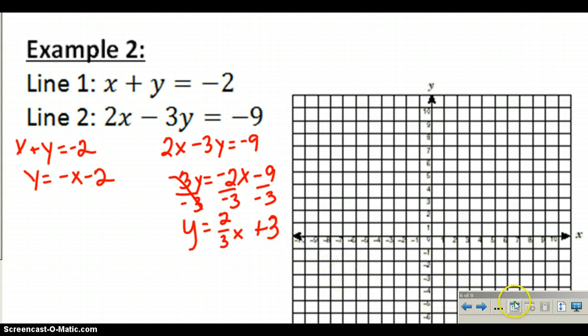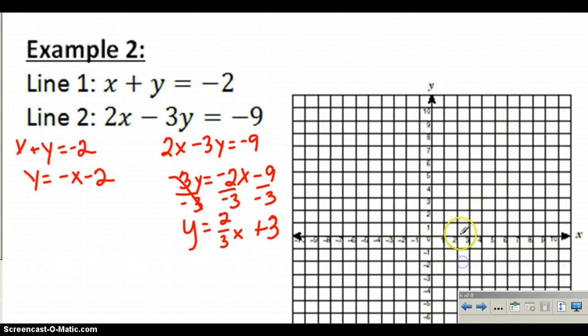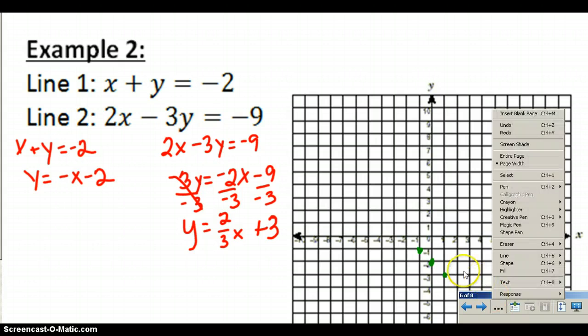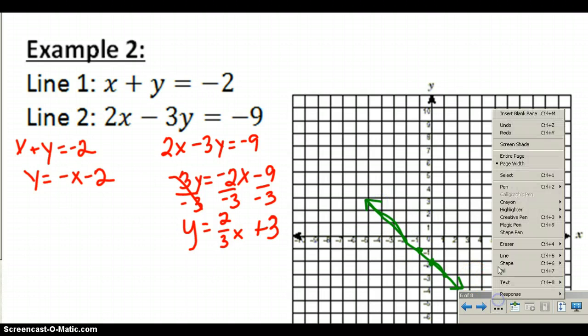Okay, so now let's go ahead and graph those. I'm going to graph my first equation. Change my pen color. My first equation in green. So I'm going down to negative 2. And I have a negative 1 slope. So again, down 1 to the right 1, or up 1 and back 1. And graph that line there. Oh goodness, I'm sorry, I'm so bad at this graphing on the computer here. Should be going like this. There we go.